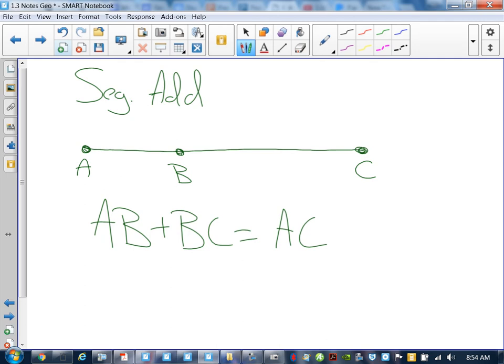All right. Not too bad, is it? Now, just so you know, it's kind of the exact same thing when we get to Thursday. Remember how we talked about angles? If I take two smaller angles, can't they make a larger one? What do you think that's going to be called? If this is segment addition, that's going to be called angle addition. That's all it is.